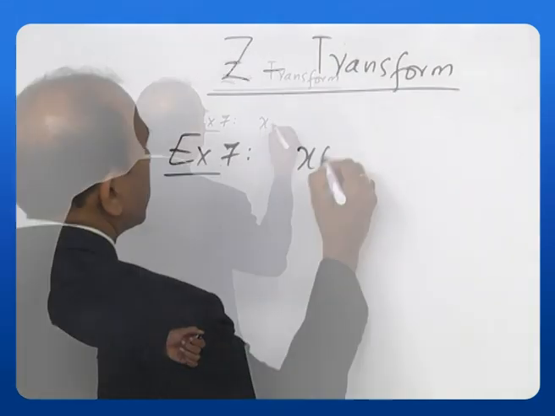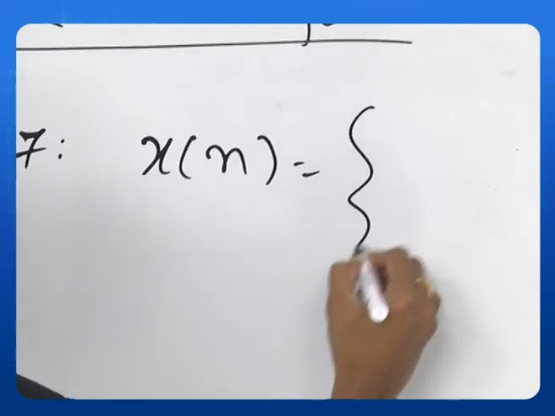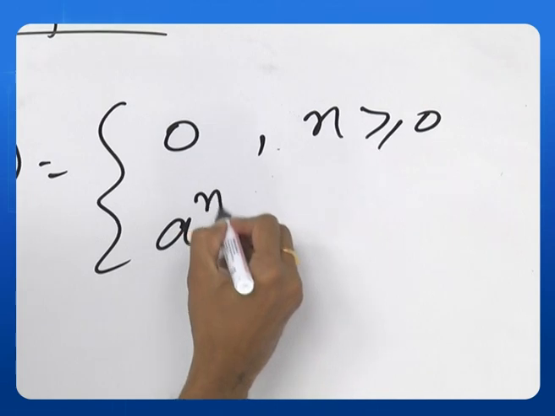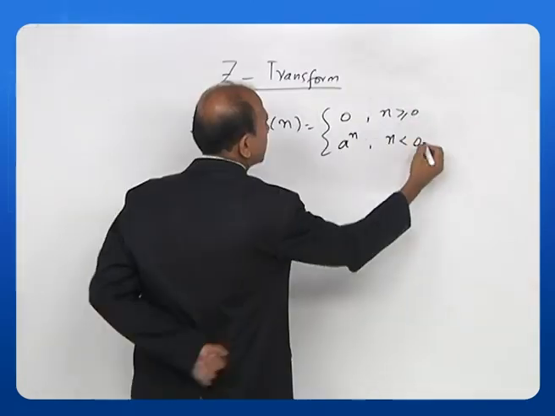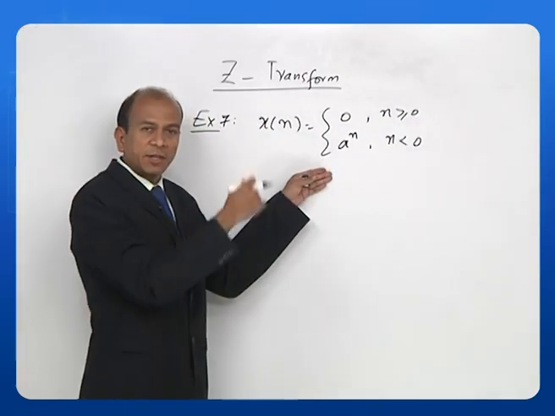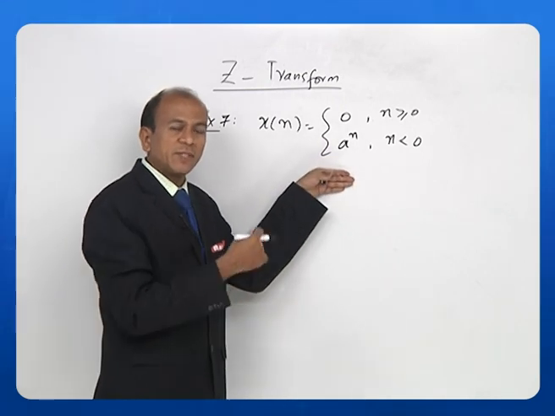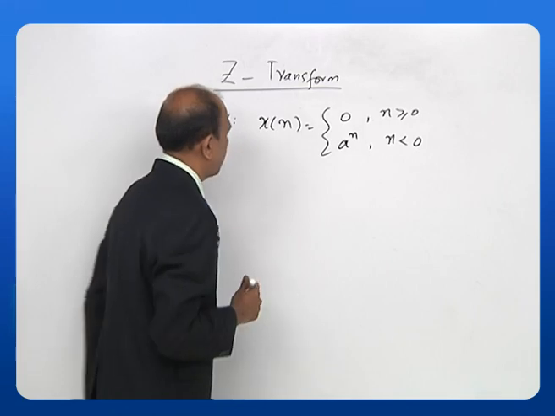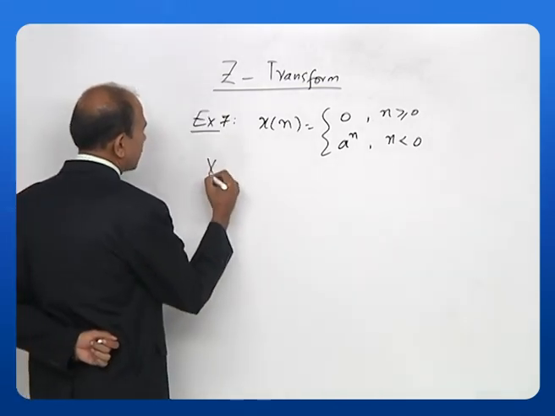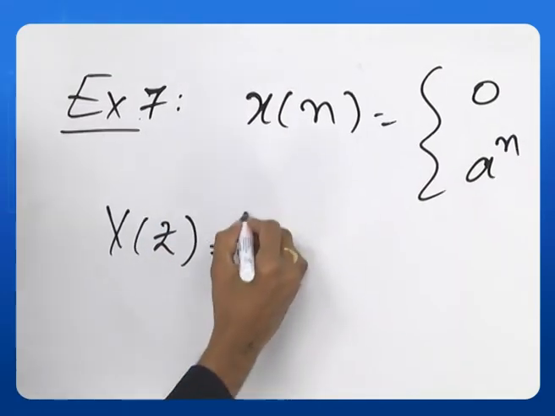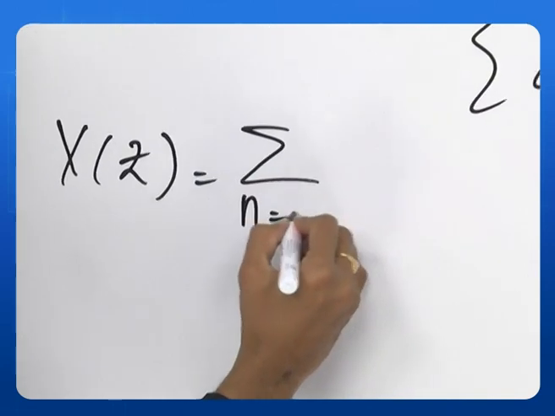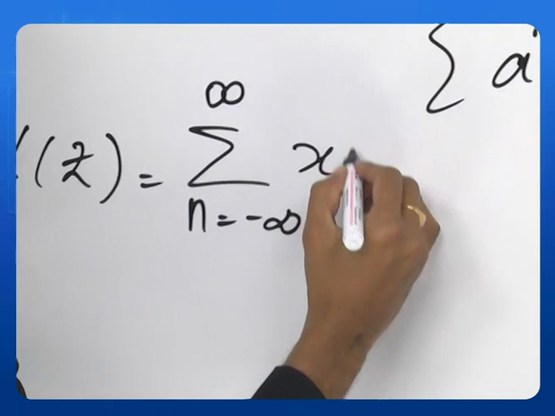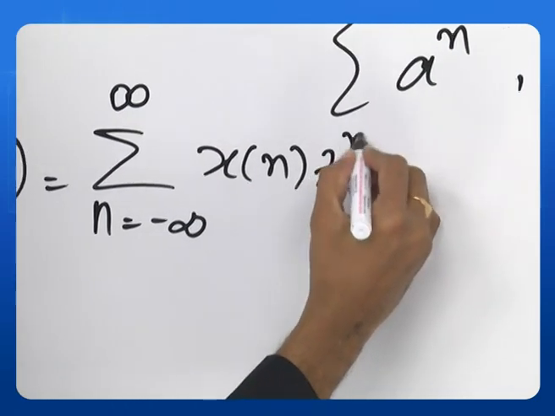So, x of n is given as 0 for n greater than or equal to 0 and a to the power of n for n less than 0. This is the slight difference between the earlier problem and this problem. Let us find out what is the ROC for this and what is the Z transform for this type of problem. Let us write down x of z equal to the summation from n equal to minus infinity to plus infinity of x of n z to the power of minus n.